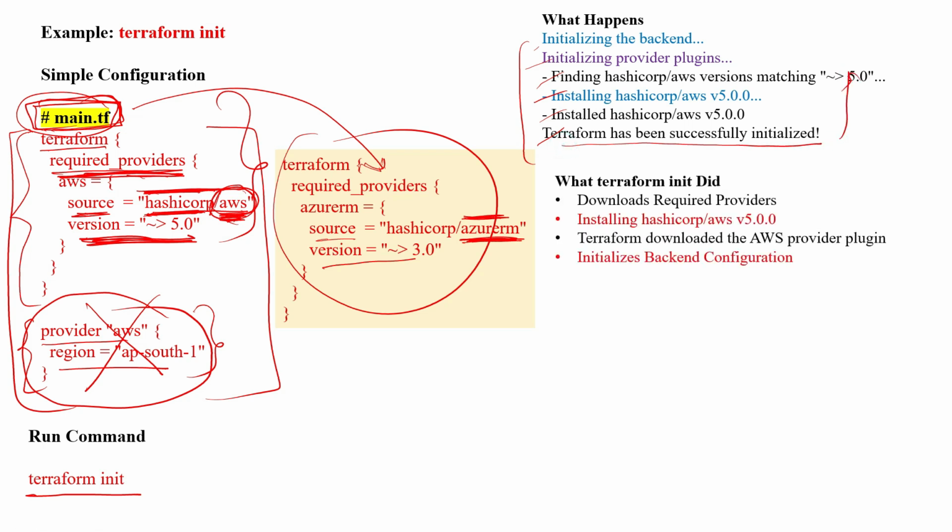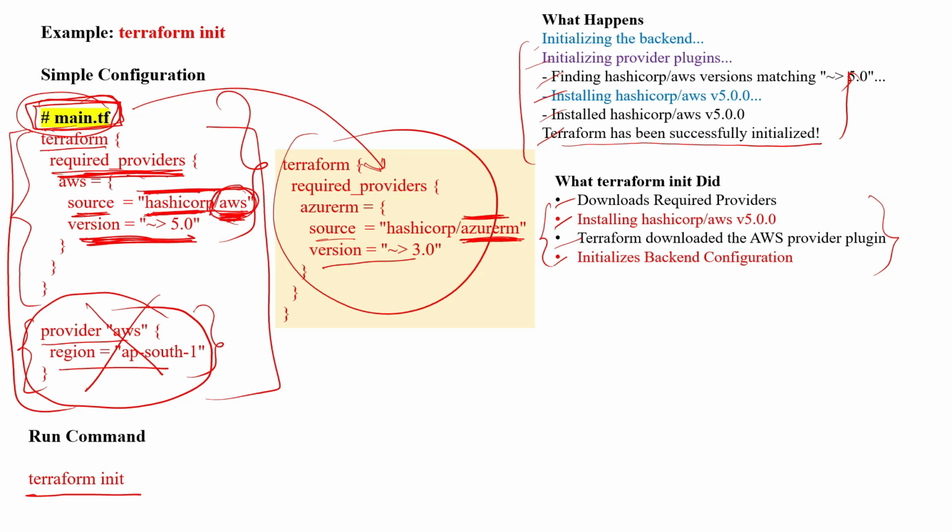Okay, so what exactly is happening here? It is downloading the required providers, AWS in our case, then it is installing it. Then it is installing all the required connectors or plugins that have been downloaded, and then it will initialize the backend configuration. So this will set up a background for your Terraform.